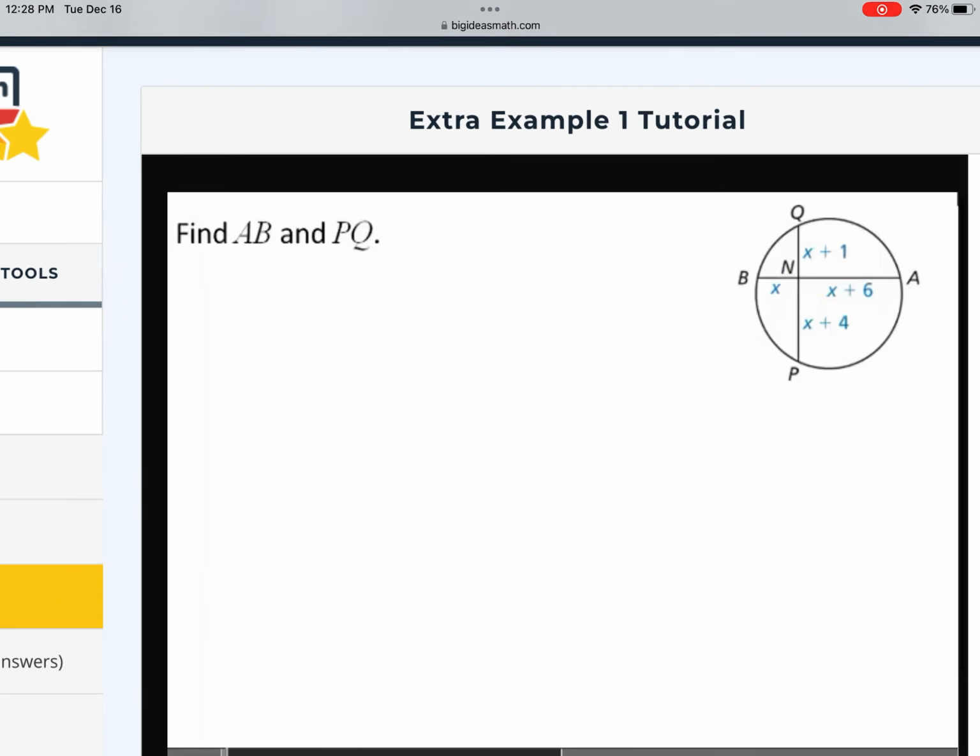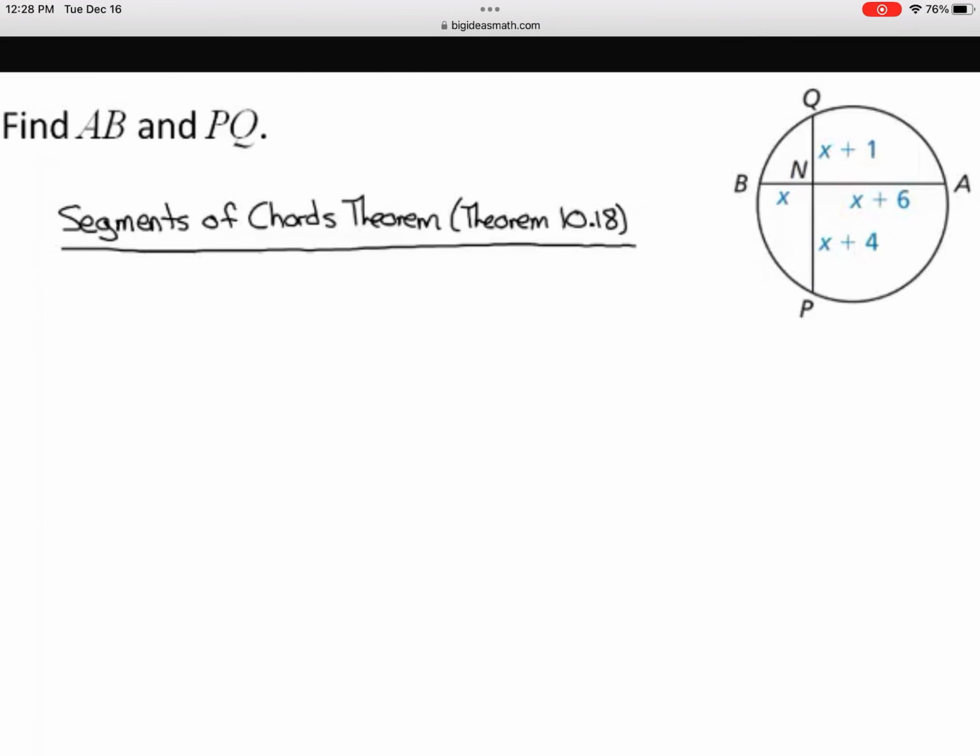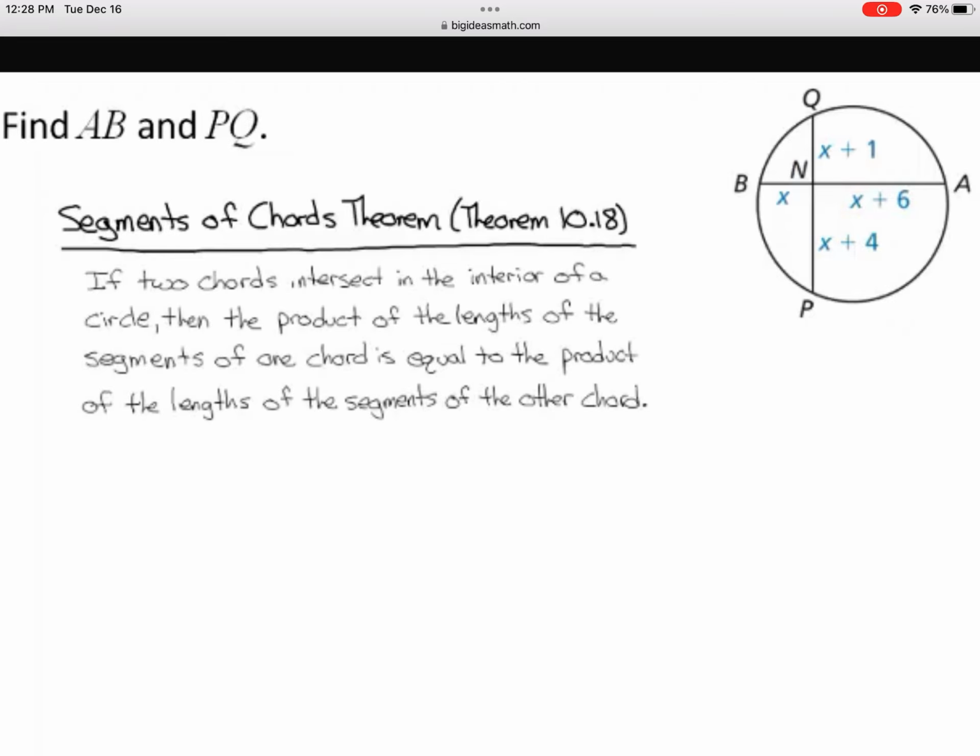Find AB and PQ. Use the segments of chords theorem, which says that if two chords intersect in the interior of a circle, then the product of the lengths of the segments of one chord is equal to the product of the lengths of the segments of the other chord.